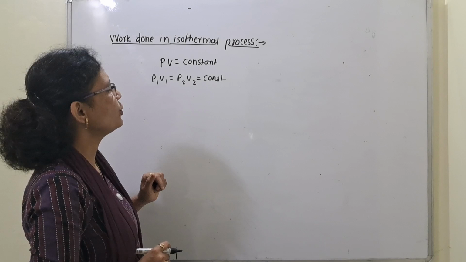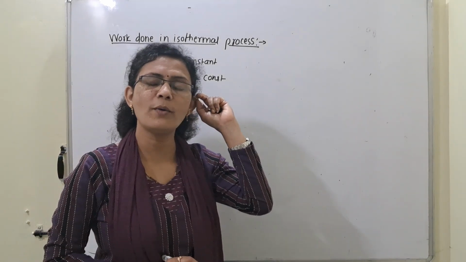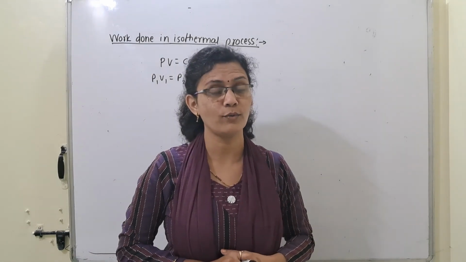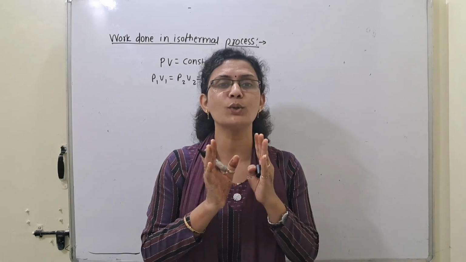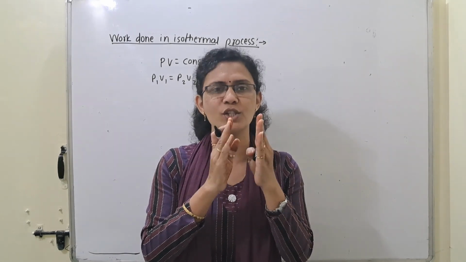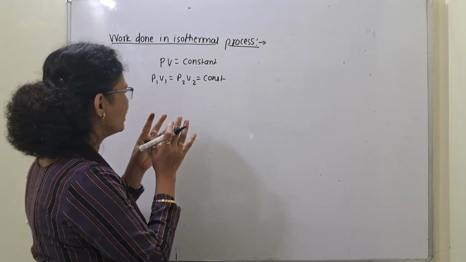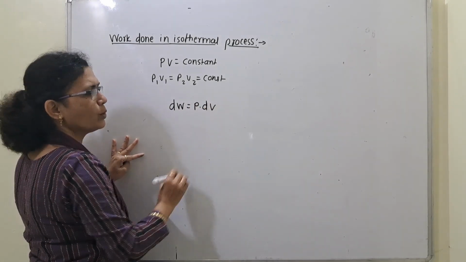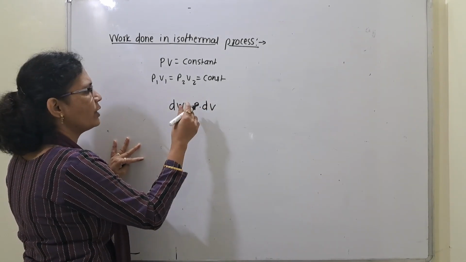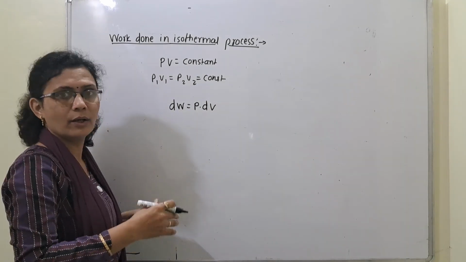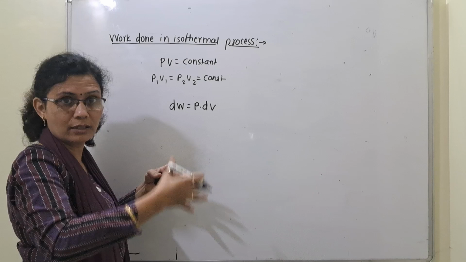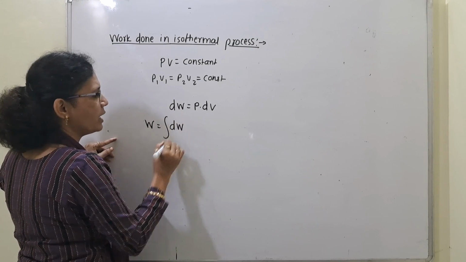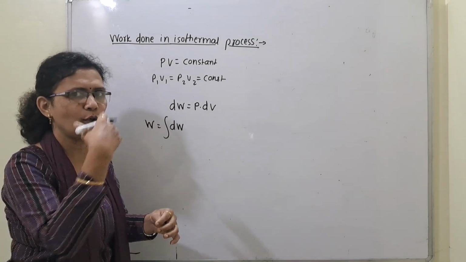And now we have to find out the work done in case of isothermal process. We know the formula for work done. What is that formula? That is P into dV, pressure into change in volume. This is the formula for work done, and we have to find that work done only. So dW will be P into dV. If I want to find the total work done in the whole process, then I have to integrate this. Therefore, W is equal to integration of dW from what to what? Initial volume to final volume.